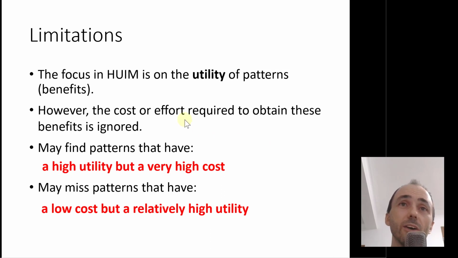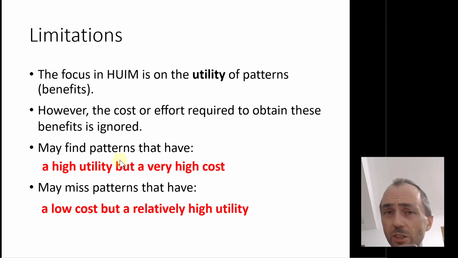First, in high-utility item set mining, we focus on the utility of patterns. We want to find patterns that have high utility. Utility means, for example, the benefit like the money. However, this problem will ignore the cost or the effort to obtain these benefits. So we only look at utility, but we don't think about the cost.